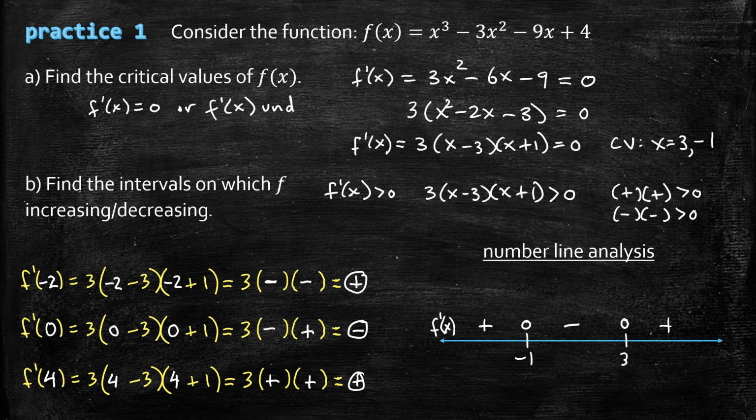And then we can see that it tells us a lot, because if f prime is positive here, that means f is increasing, like this. And if f prime is negative here, that means f is decreasing, like this. And when f prime is positive again, we know that f is increasing.